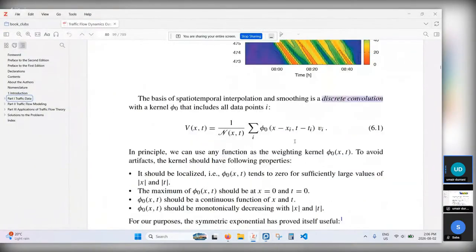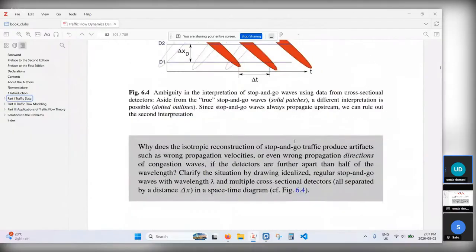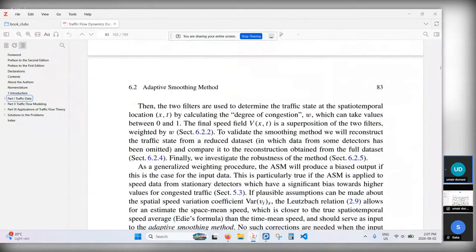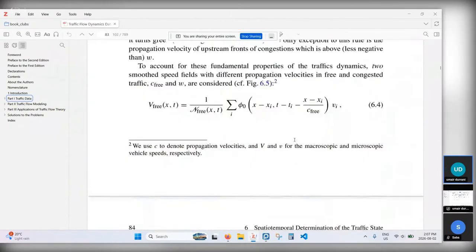So this is the limitation of the isotropic smoothing. And the alternative here is adaptive smoothing. With the adaptive smoothing method, it does consider the time evolution of the stop and go waves. And the equation is different because it considers that problem where the time evolution happens. So we are taking t minus ti as before, but now we are also considering this expression of x minus xi divided by c free.